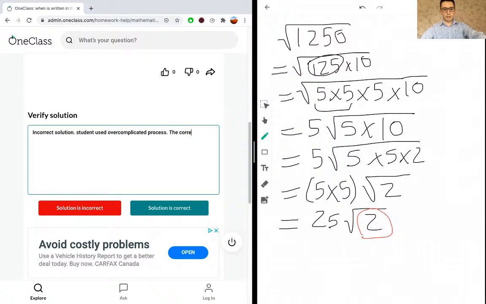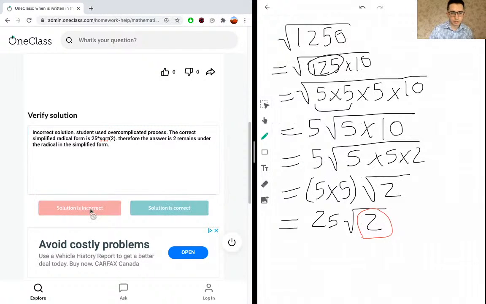The correct simplified radical form is 25 times the square root of 2. Therefore, the answer is that 2 remains under the radical in the simplified form. Okay, so we've given the correct answer to the student. So the solution is incorrect.